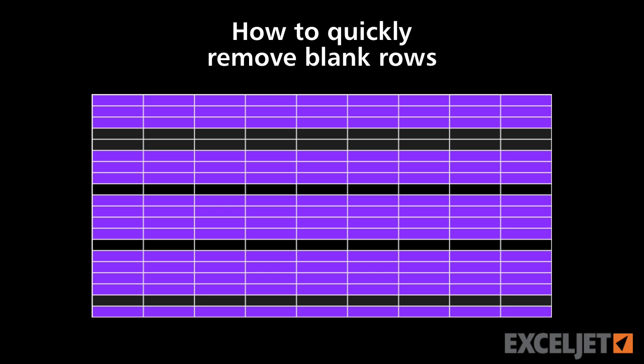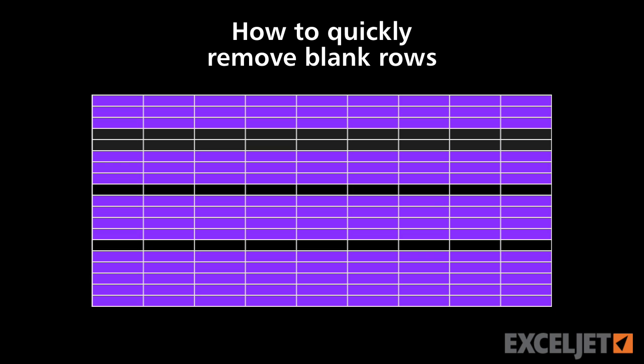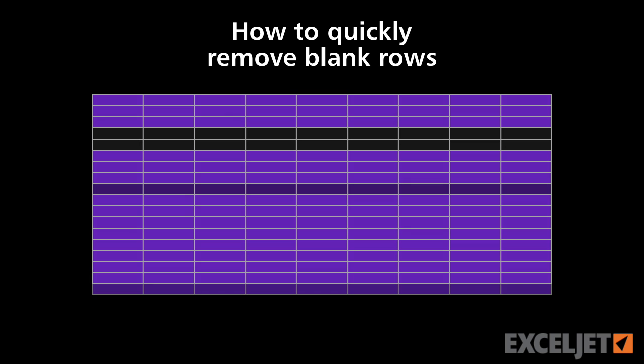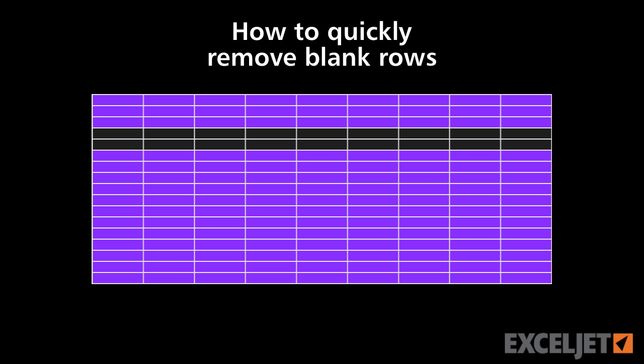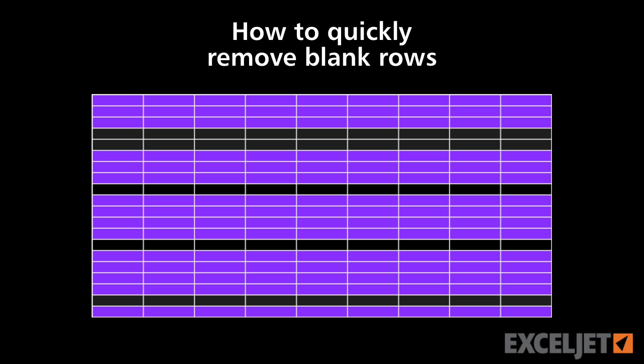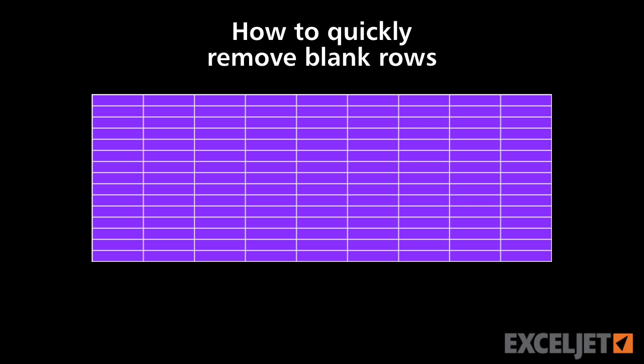Sometimes you have a large list that contains empty rows, and you need to remove these rows in order to clean up the list. You could delete the rows one by one, but that's going to take a long time, especially if you have lots of blank rows. In today's ExcelJet tip, we'll show you a cool way to delete blank rows, even hundreds or thousands of blank rows, in record time. Even better, Excel does all the hard work for you.